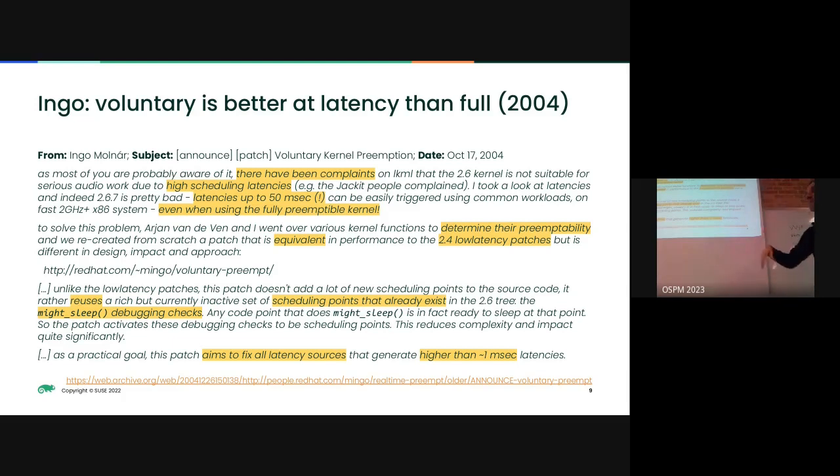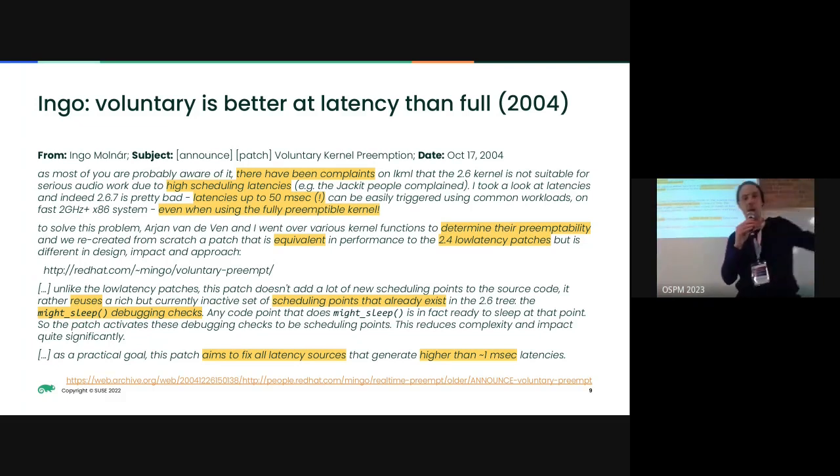Okay. So this is a link that I found on archive.org, and it's from Ingo's website at Red Hat, but now it's a 404, but it's on the archive. And it's the announcement of voluntary preemption. It's an email from 2004, and it goes like this. So this is Ingo telling people that he wrote voluntary.